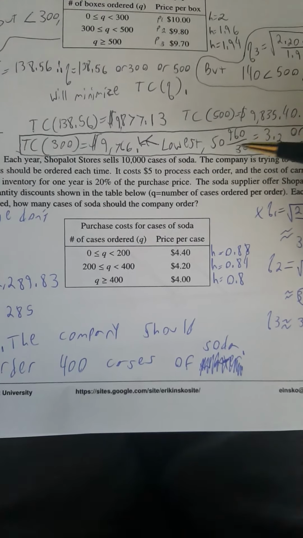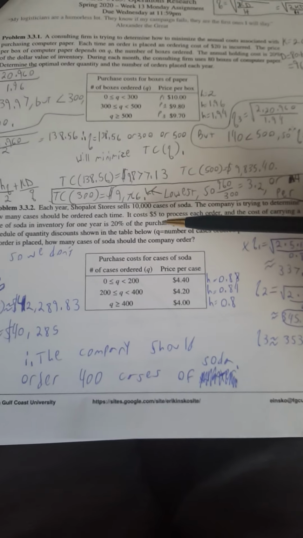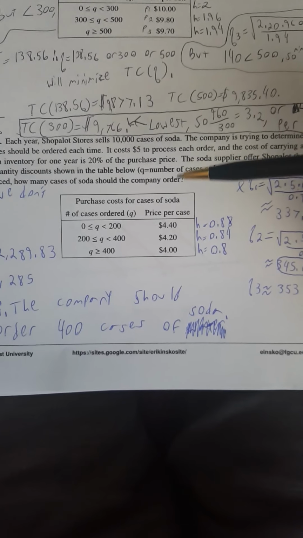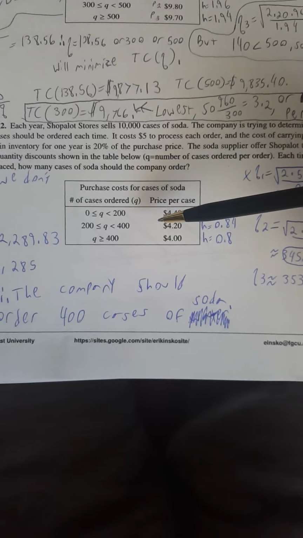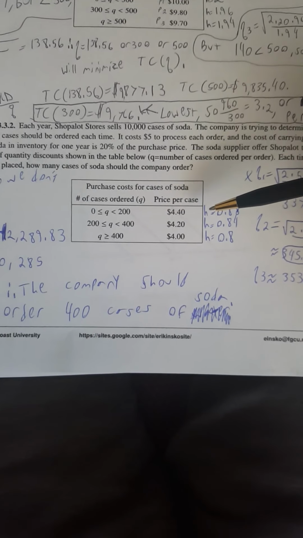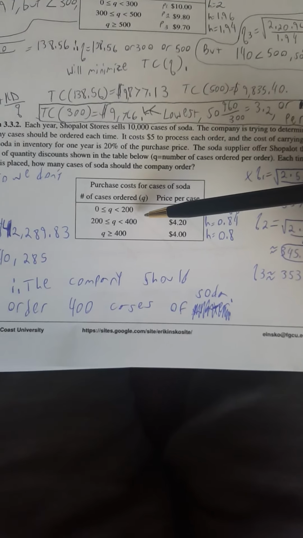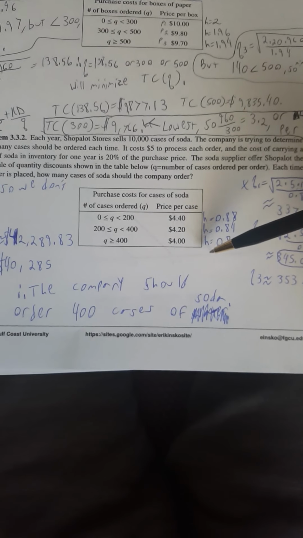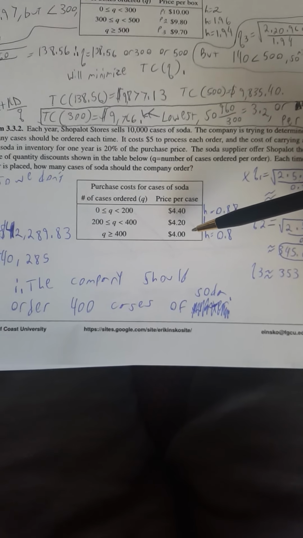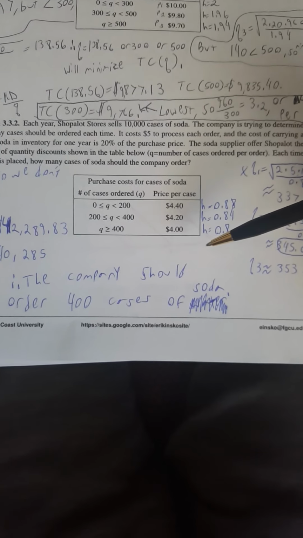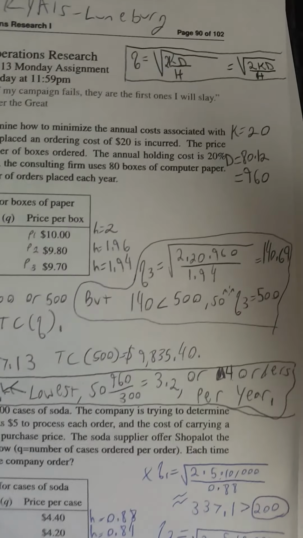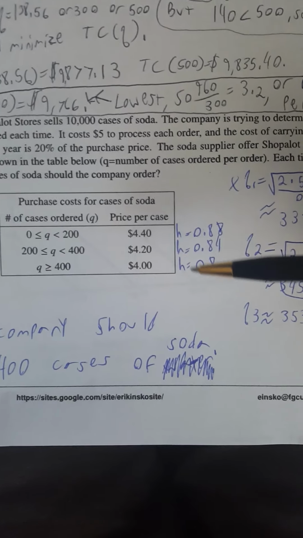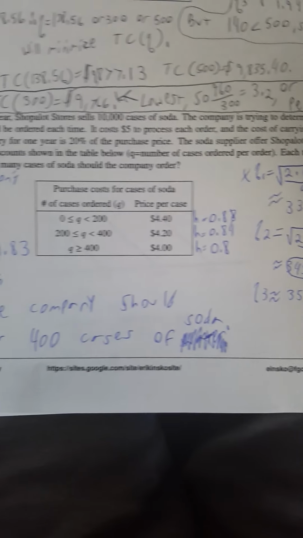So 20% of the purchase price, that's the same. So 20% of 440 for this bracket is 0.88. 20% of 420 is 0.84 for this middle bracket. And the H for this third bracket is 20% of $4, which is 0.8. So we use the same formula as before, and we're going to have, again, three potential economic order quantities.